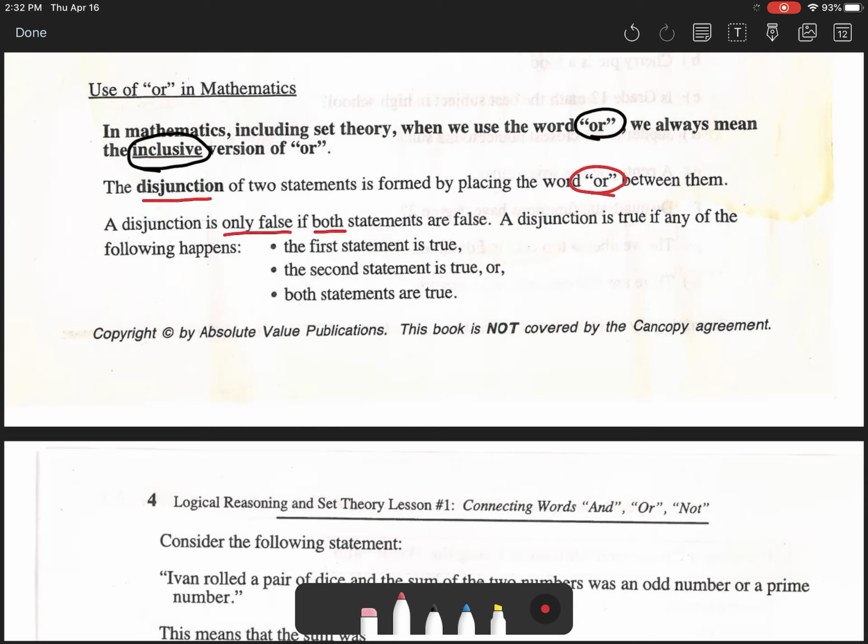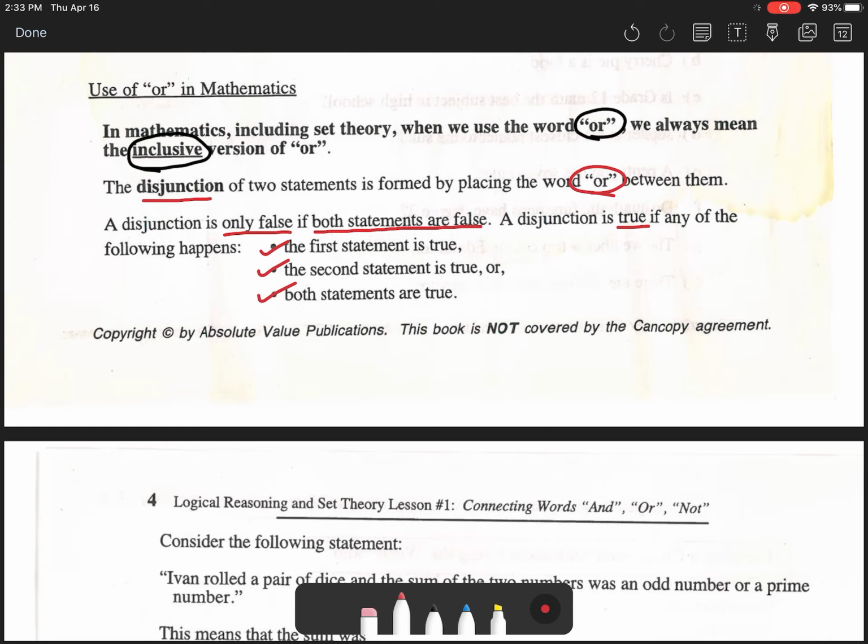Now, the disjunction of two statements is formed by placing the word or between them. A disjunction is only false if both statements are false. A disjunction is true if any of the following happens.